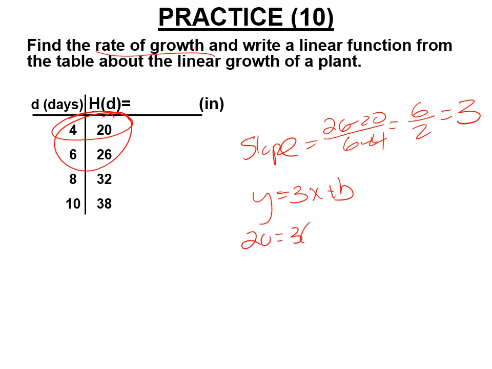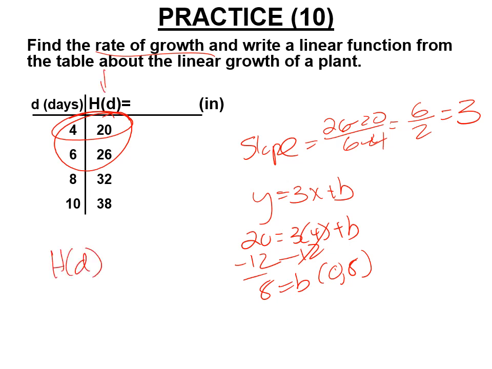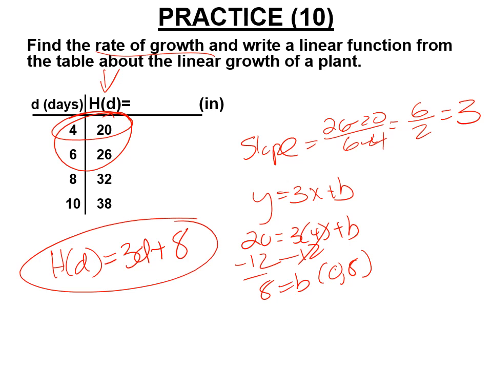20 equals 3 times 4 plus b. That's 12, so I subtract 12 from both sides. 8 equals b. 0, 8 is the y-intercept. So now it says h of d. And by the way, use the hint I give you there. h of d equals 3d plus 8. And that should make every combination work, right? Like 10 times 3 plus 8 does equal 38.